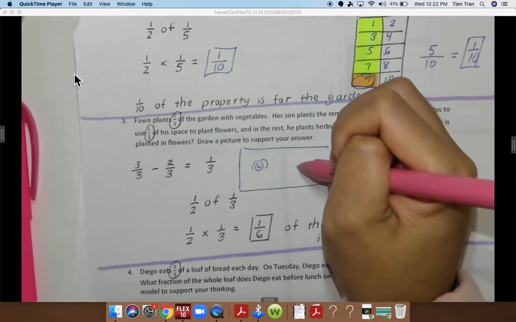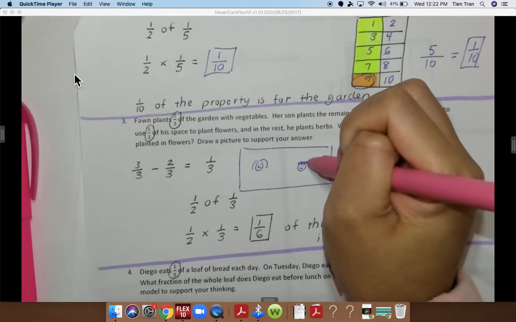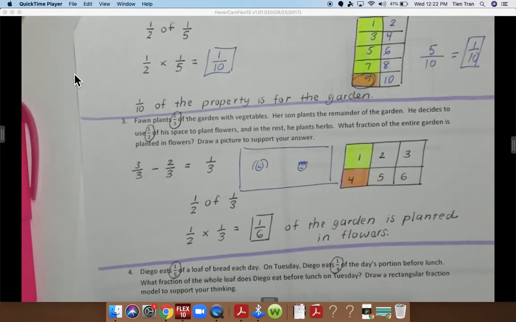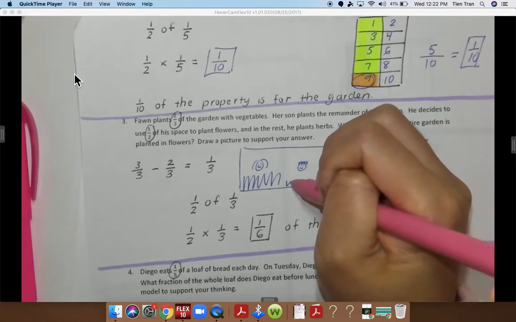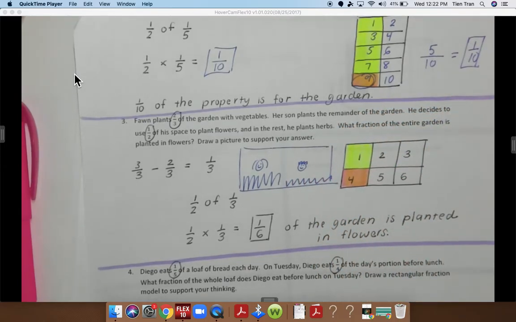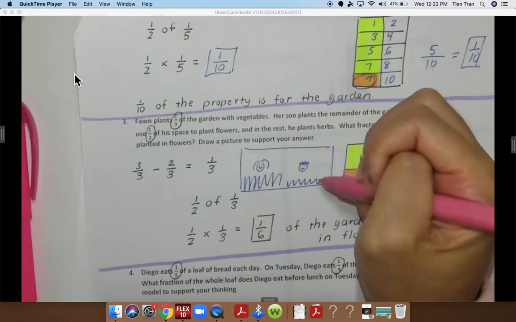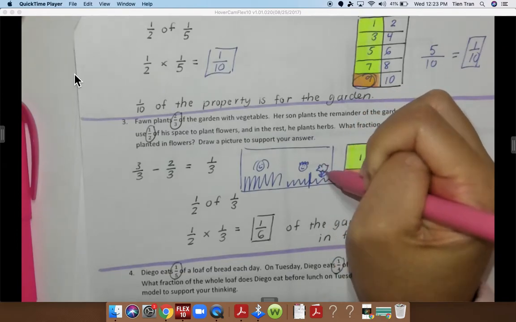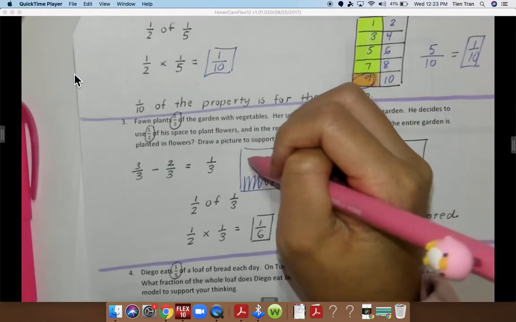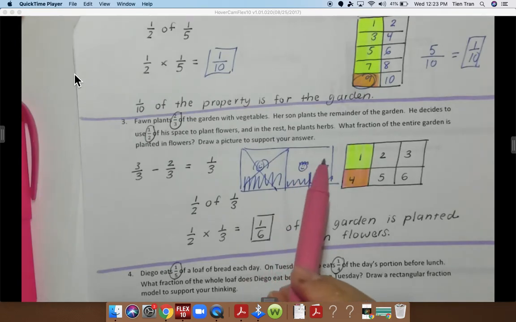and we know that she has a son, okay? Her son plants the remainder of the garden, but she already planted 2/3 of it. So she planted some, and then her son planted some, right? Now they're asking us what fraction of the entire garden is planted in flowers. Draw a picture to support your answer. He uses half of his to plant flowers. She didn't have any flowers, so we're only considering his part, not hers. So we don't need to worry about her part. We need to worry about his part.